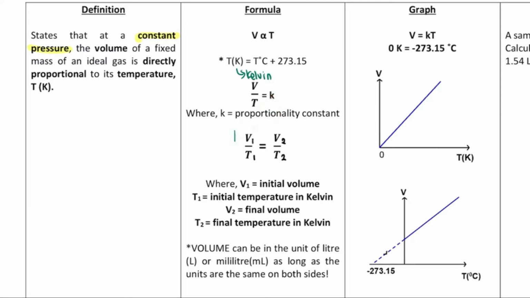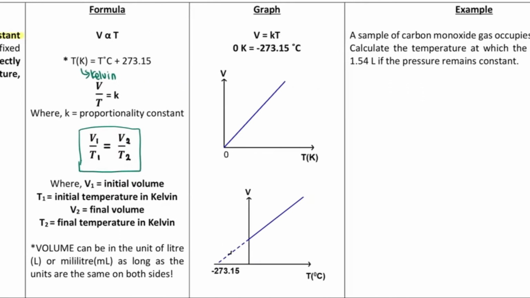And this equation yang kamu kena hafal, V1 over T1 equal to V2 over T2. So V1 here is initial volume, T1 adalah initial temperature and must be in Kelvin. V2 final volume, T2 adalah final temperature in Kelvin juga. Dia kata sini volume can be in unit of liter or milliliter as long as the units are same for both sides. So tak kisahlah liter ke milliliter, tapi asalkan kalau ini liter, ini pun mesti liter.